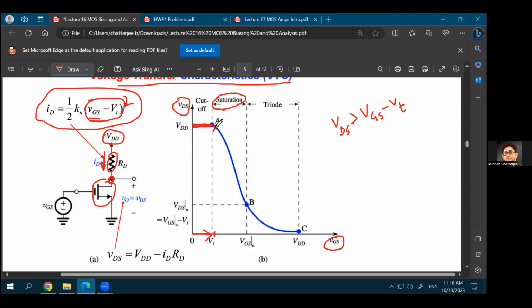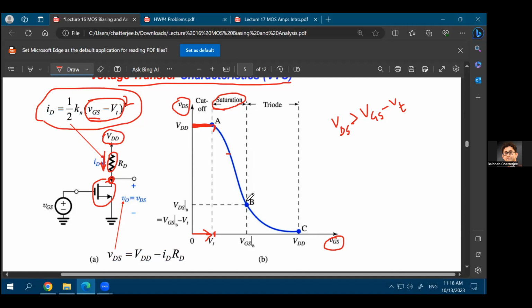And because this is reducing sharply, as you see that if you increase your VGS by a very small amount, the decrease in your VDS will be a large amount. And that's the reason why you can expect gain in this region, that you change your VGS by a small amount, the change in VDS will be much, much higher. Right? And that's why you have a gain in the saturation region.